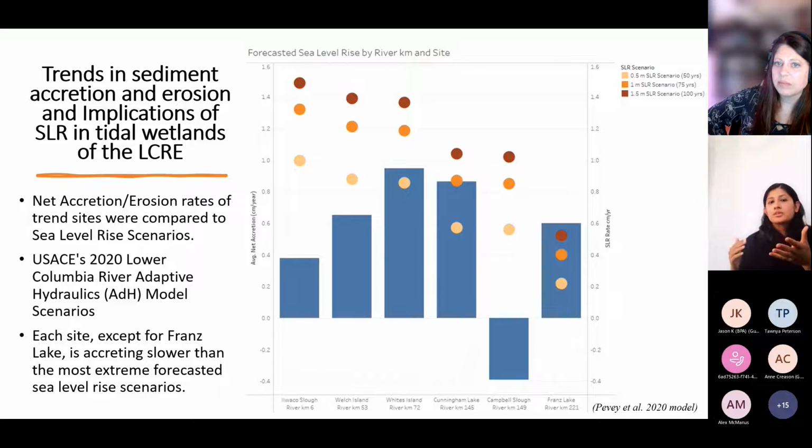Continued monitoring of these metrics will essentially provide us critical information for future restoration and management objectives so that we can combat, or at least try to mitigate, some of the wetland loss that can occur because of sea level rise.